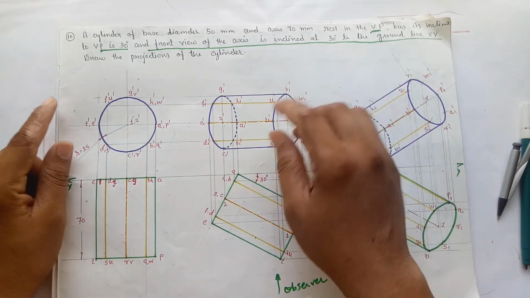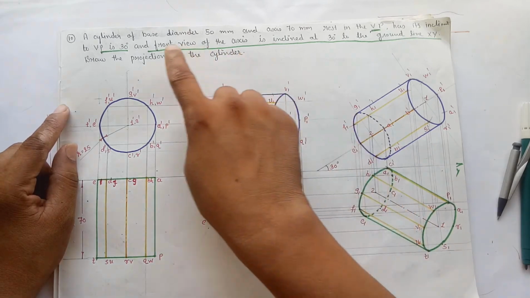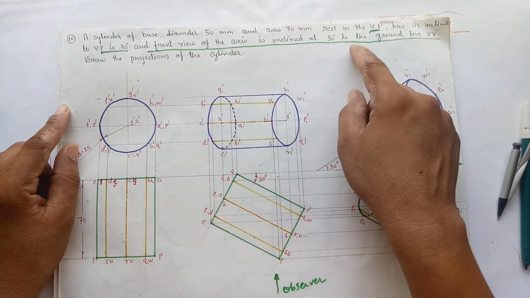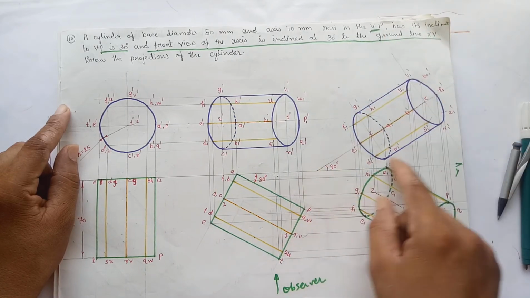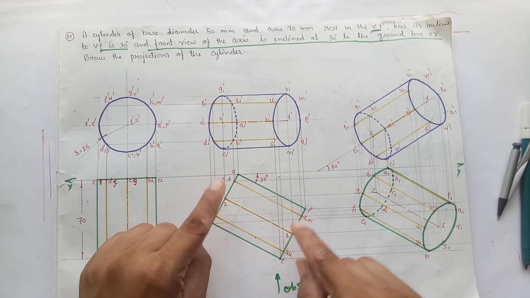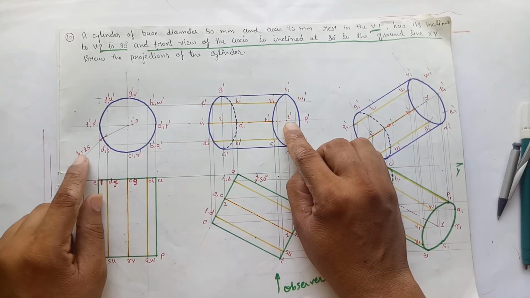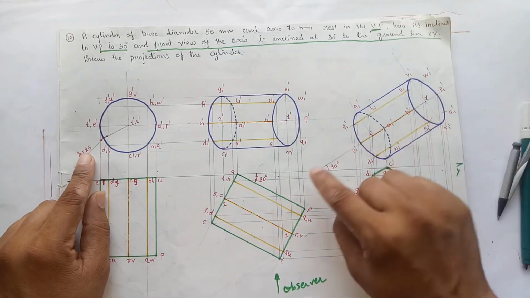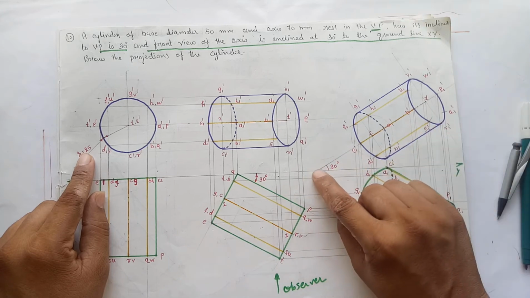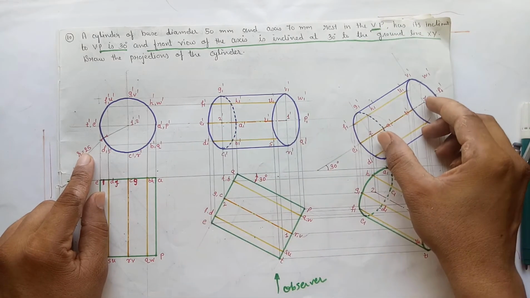Now in the last stage we have to derive the condition with the horizontal plane, and here it is given that the front view of the axis is inclined at an angle of 30 degrees to the XY line. This is the plan of the axis and this is the front view of the axis. So the front view of the axis 1 dash 2 dash makes an angle of 30 degrees with the XY line. So draw a 30 degree angle with the XY line and mark 1 dash 2 dash on that line.